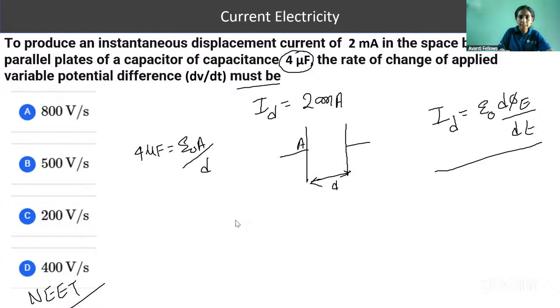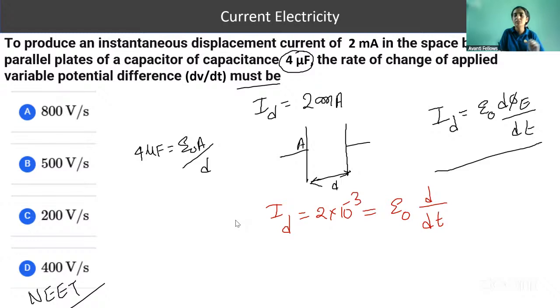So displacement current is given, that is 2 milliampere. So let's write here 2 into 10 to the power minus 3 ampere is equal to epsilon naught d by dt of what? Phi e, which is the electric flux.